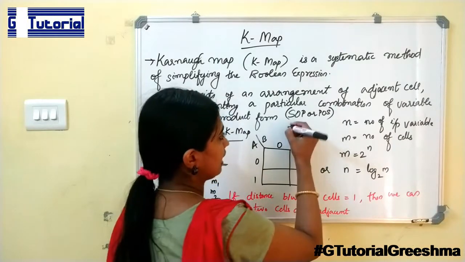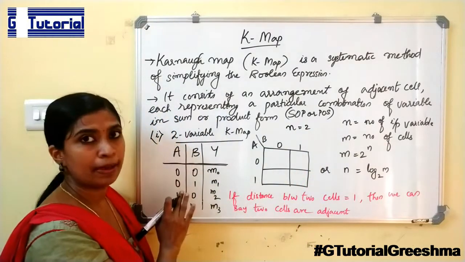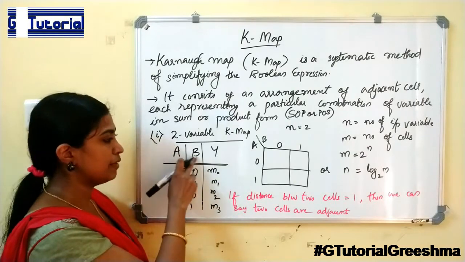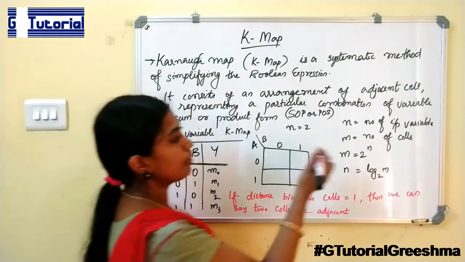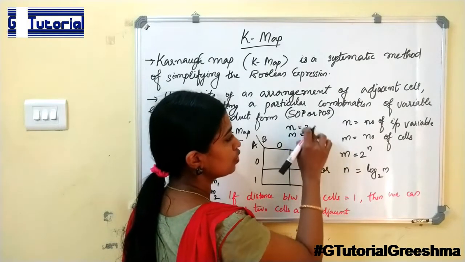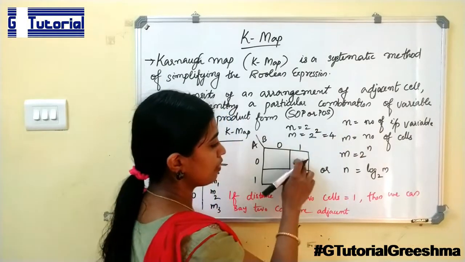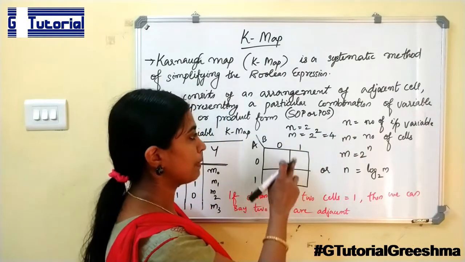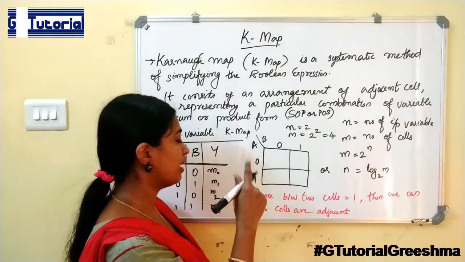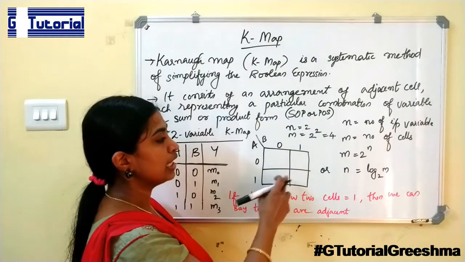For example, let n be equal to 2. We are considering a 2 variable K-map. So the number of input variables is 2, that is A and B. So the possible number of cells in a K-map is m equal to 2 raised to n. N is 2, so 2 squared is 4. So the possible number of cells is 4 cells. For representing a 2 variable input, we need 4 cells in the K-map.